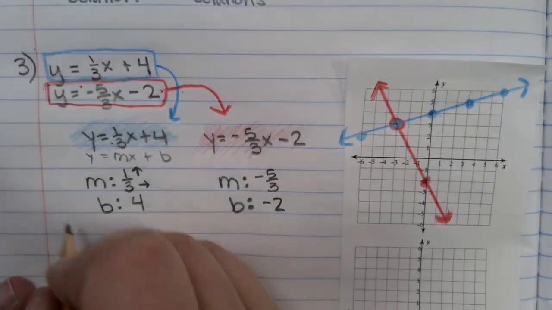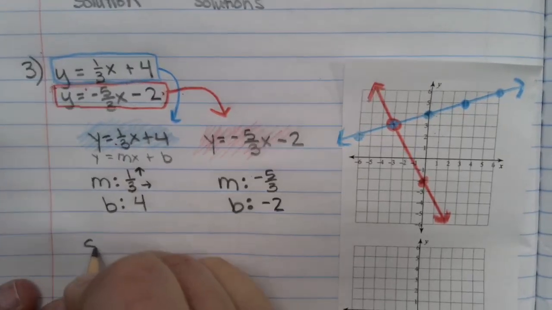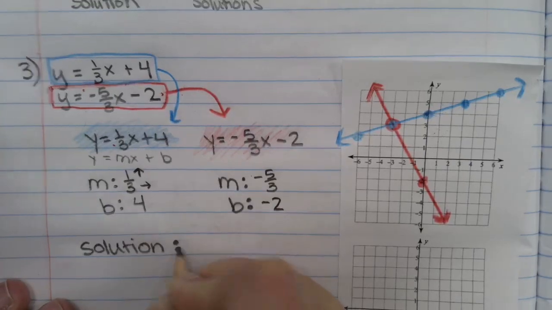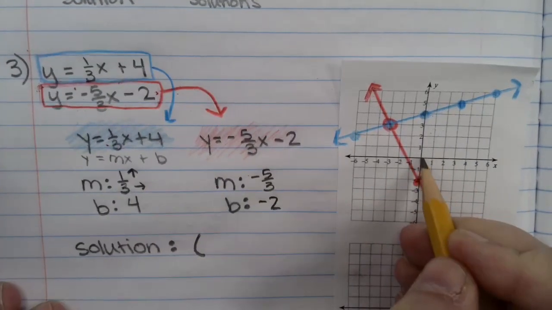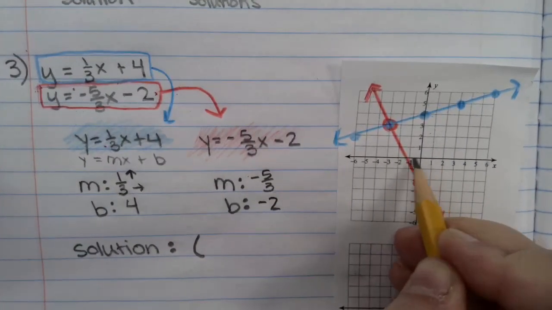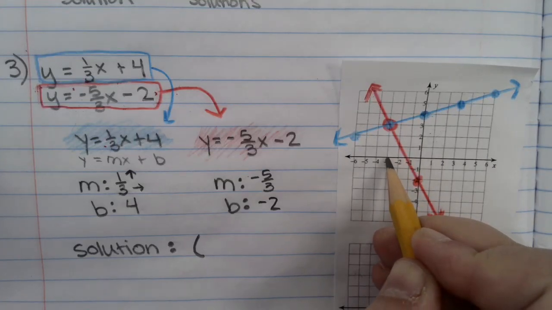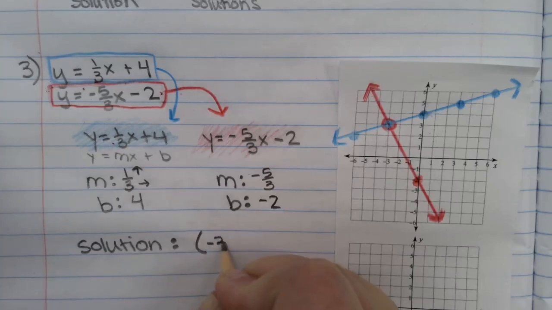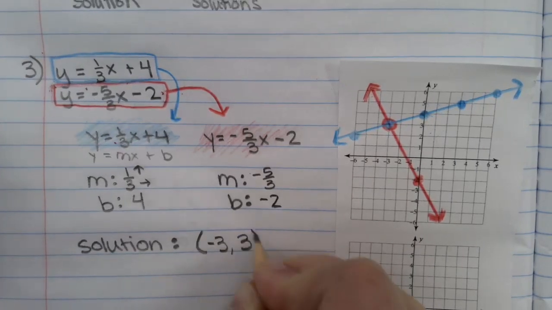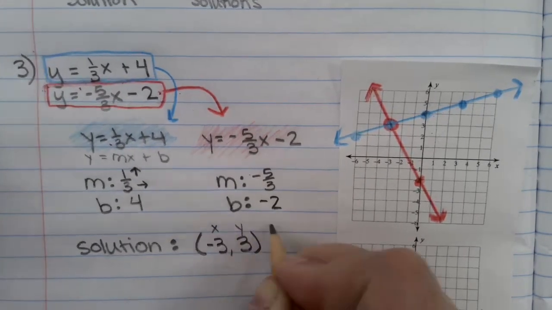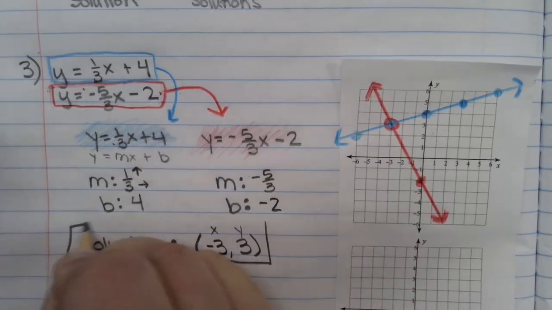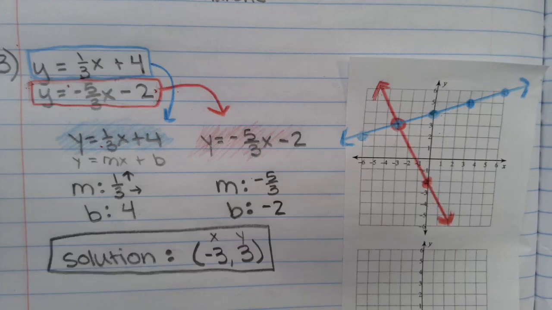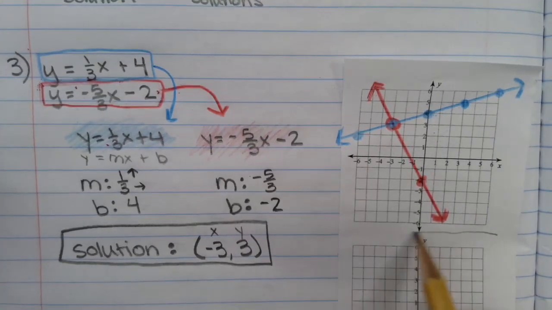All right, so for my solution, what is the x and the y that go with that graph? Where do they cross? Negative 3, 3. Good, I want to do my x first, so left 3, negative 3, and then up 3. So negative 3, 3. My x and my y. All right, I wrote kind of big on that one.